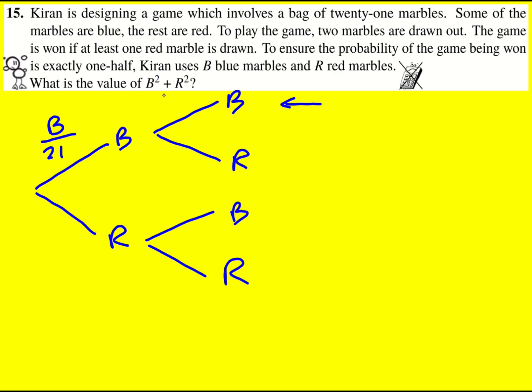So I can just focus on, if I pick a blue one to start with, I'm left with B minus 1 blue and 20. And actually, that's all I'm really interested in now. I've got B over 21 times B minus 1 over 20 here. And this, I could do R over 21 down here, or I could do 21 minus B over 21.